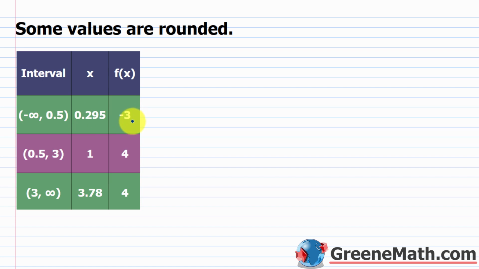Not exactly, but pretty close. Then in the interval between 1/2 and 3, the x value I'm going to pick is 1. The y value I'm going to get out is 4. Then in the interval where we're greater than 3, we're going to pick an x value of 3.78. And this right here, we're going to get a y value of about 4. Again, this is rounded here, so it's not exactly 4, but it's pretty close.